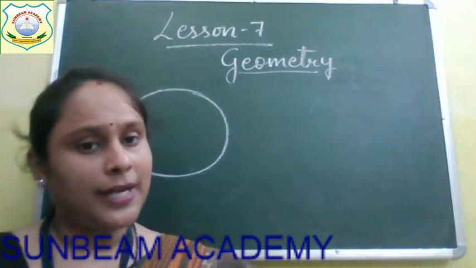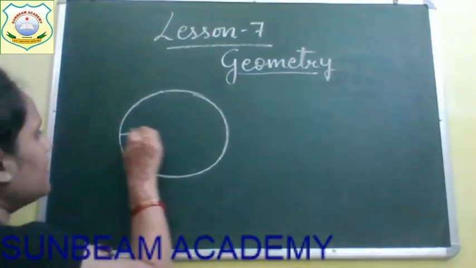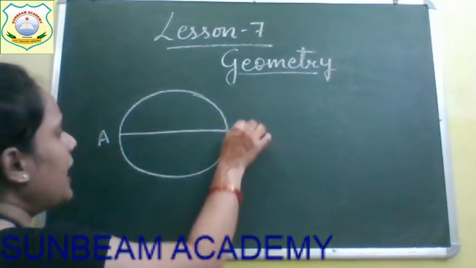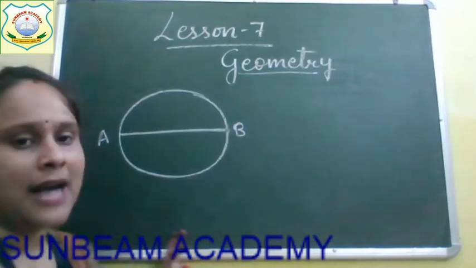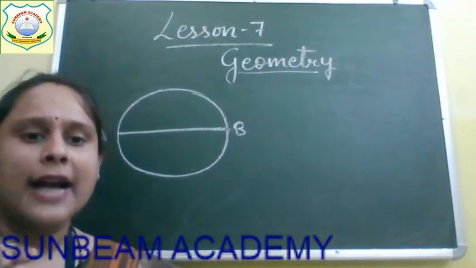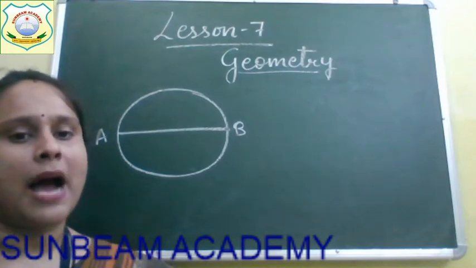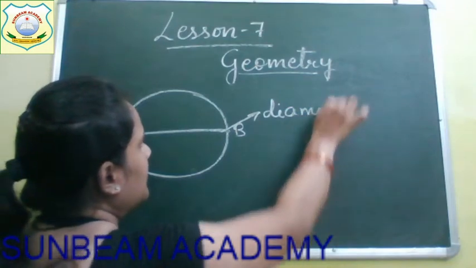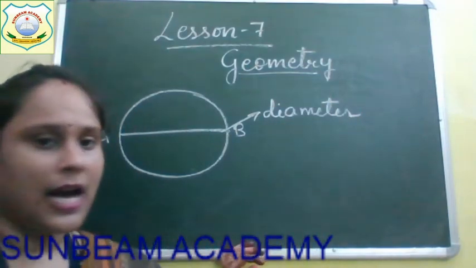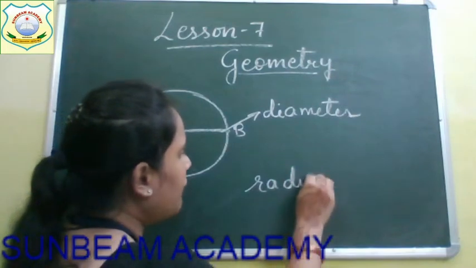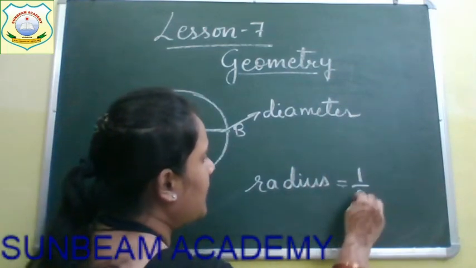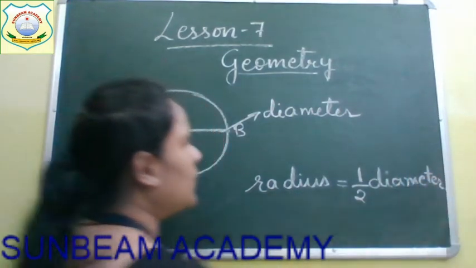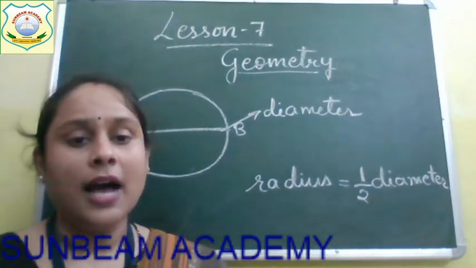Now I will show you the diameter of the circle. A line which divides the circle into two equal parts is known as the diameter of a circle. You can see this line which is passing through the center of the circle and which divides the circle into two equal parts is known as diameter. Radius is half of the diameter. What is radius? It is half of the diameter.